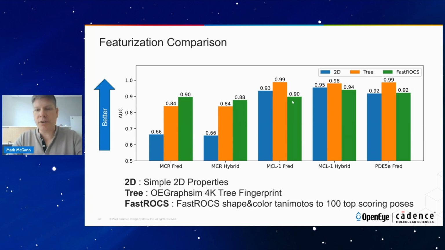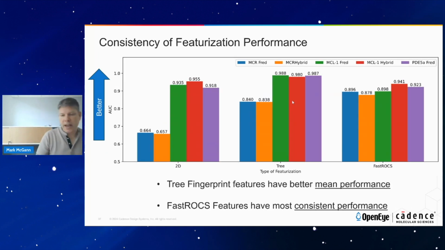I think it's also interesting to look at the same graph if you switch the axes, which is what I've done here. So now on the x-axis is the type of featurization, and the colors in the bars represent which target. And what you see here is the two sort of 2D type methods, so both the simple 2D properties and the tree featurization. They do relatively poorly on the mineralocorticoid receptor, and they do relatively much better on the other receptors. Whereas the FastROCS, which is a 3D kind of featurization, it works more consistently across all of the different targets, the mineralocorticoid and the other receptors here.